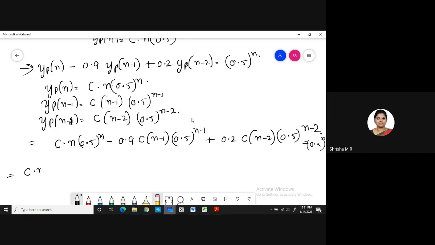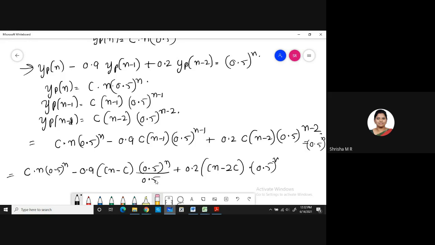So you have C into n into 0.5 to the power of n minus 0.9 into Cn minus C into 0.5 to the power of n divided by 0.5. Okay, I'll split that. I'll write 0.5 to the power of n into 0.5 to the power of minus 1. That is 0.5 to the power of n by 0.5. Plus I have 0.2 into Cn minus 2C into 0.5 to the power of n divided by 0.5 whole square, which is equal to 0.5 to the power of n.